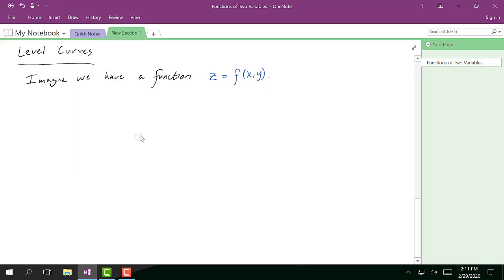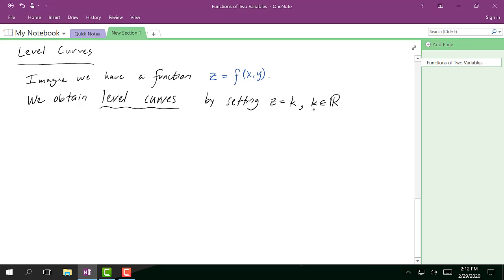And so what we're going to do with this function is set it equal to different constant values. So basically what we say is we obtain level curves by setting z equals k, where k is just some real number. So k, you would read this, k belongs to R. Okay, so let's pause and think for a moment what exactly this means.